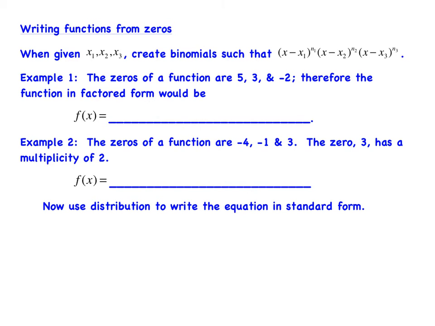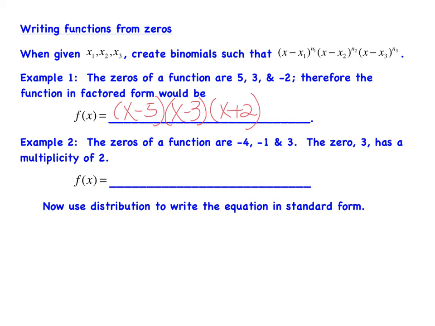Okay, example 1. The zeros of a function are 5, 3, and -2. Therefore, the function in factored form would be what? Now, if you notice, it doesn't say anything about multiplicities. If it says nothing at all, that means you can assume the multiplicities are 1. So let's write the equation. We will have f of x equals x minus 5 times x minus 3 times x plus 2.